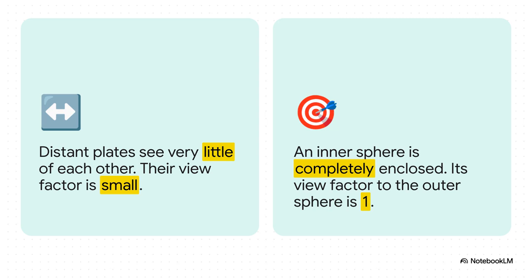And the same idea applies to how different objects see each other. If you have two little plates that are really far apart, they're barely going to see one another. Their view factor is super, super tiny. But now look at this perfect setup. A small sphere completely surrounded by a bigger one. Every single bit of energy leaving that inner sphere has to hit the outer sphere. There's nowhere else for it to go. So the view factor from the inside to the outside is exactly 1.